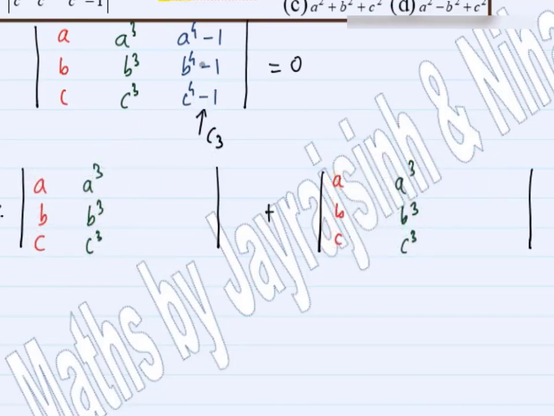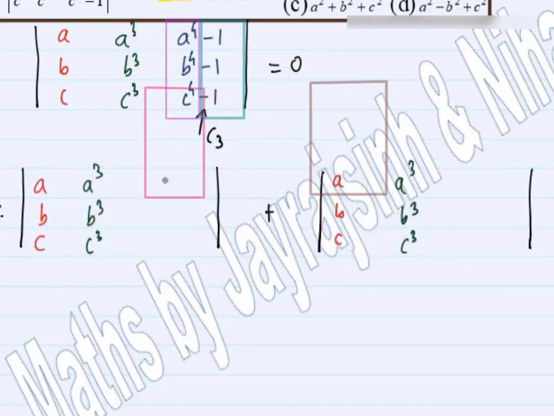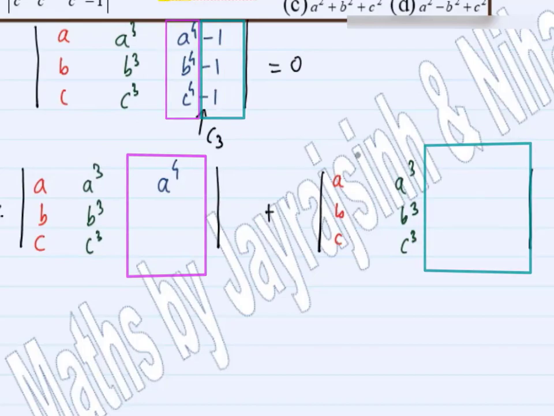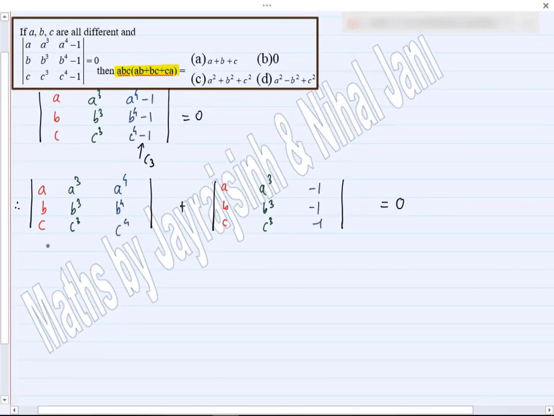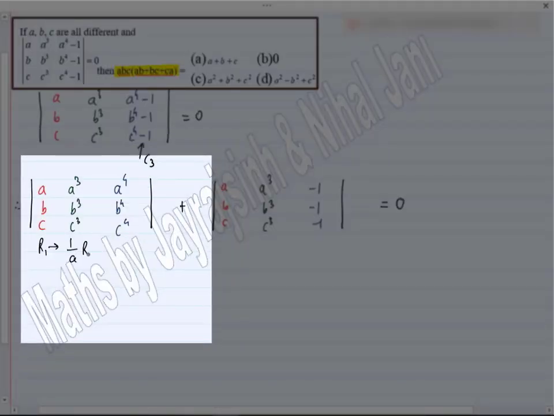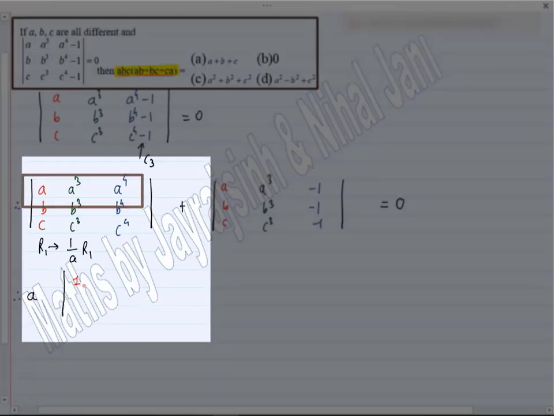We have to split the terms of the third column: A raised to 4 minus 1, then B raised to 4 minus 1, finally C raised to 4 minus 1, is equal to 0. Now in the first determinant, we can divide the first row by A. So we have to multiply the whole determinant by A, and our first row will be 1, A square and A cube.